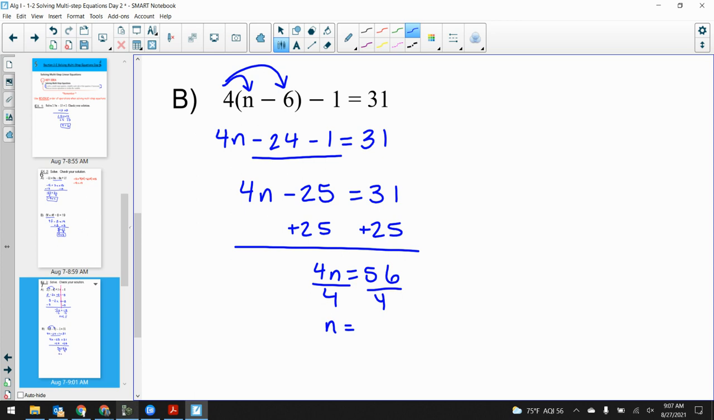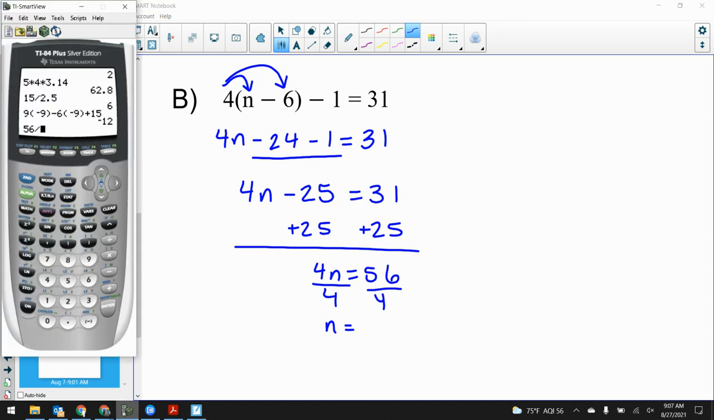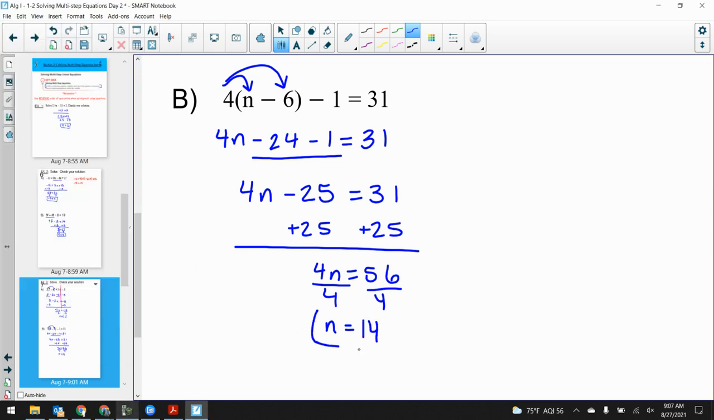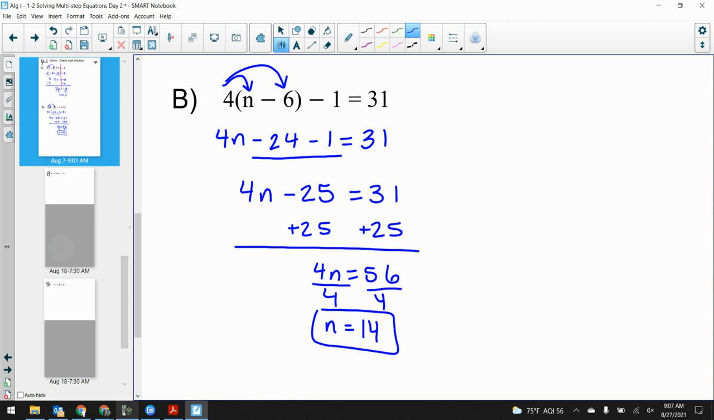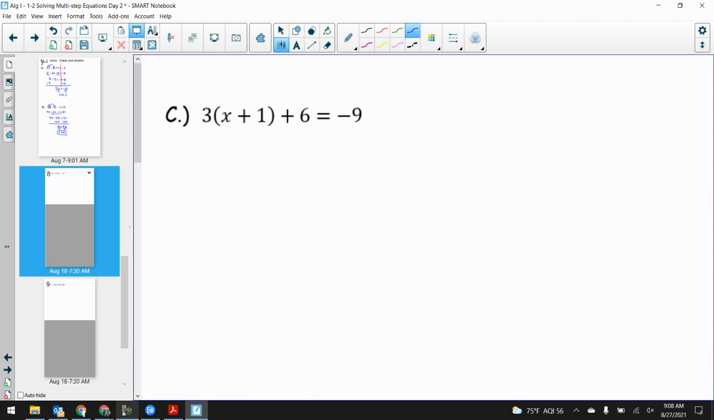Let's see what that is. 56 divided by 4 gets me 14. You see how many lines of work we have? Nothing less than that would be acceptable, okay? I need to see each step. Okay, let's take a look here. We're on the back, top to back. So let's keep it going. More simplification and then solve.